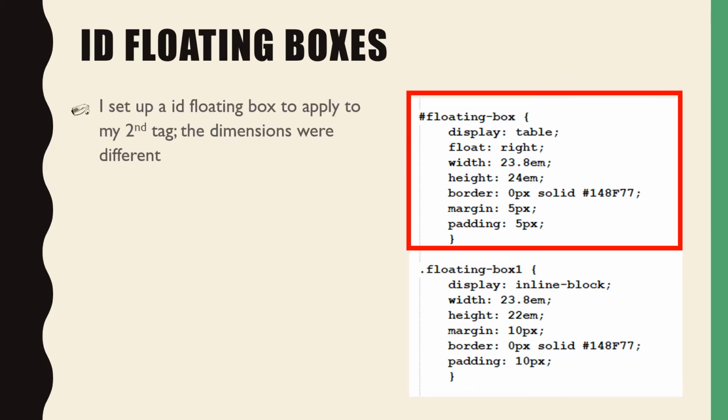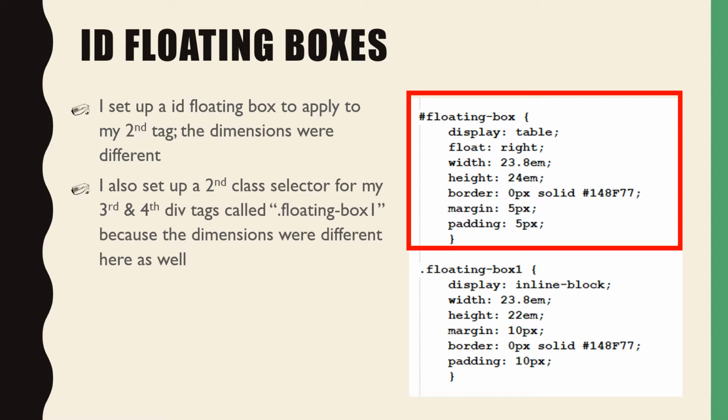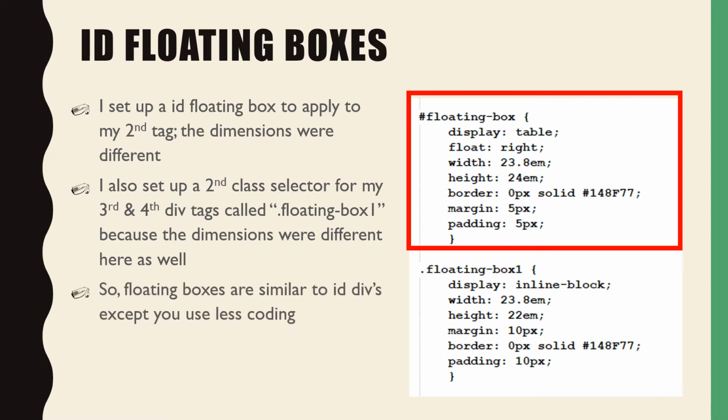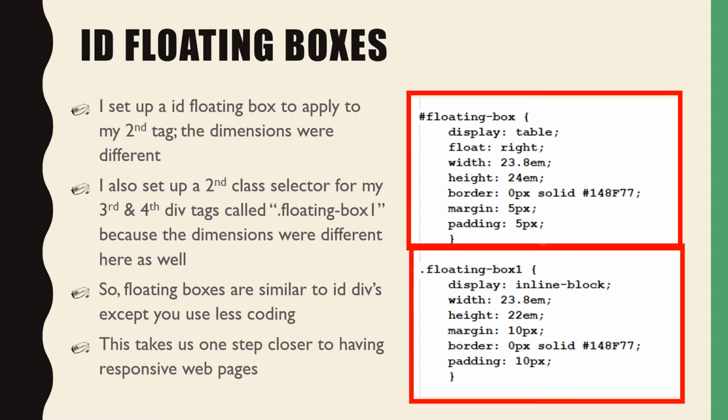I set up an ID floating box to apply to my second tag. The dimensions were different, so I have an ID floating box instead of a class. I'm just showing you that you can also use an ID with your floating box. I also set up a second class selector for my third and fourth div tags called .floating-box1 because I wanted the dimensions to be different with the third and fourth boxes. So floating boxes are similar to ID divs, except you're going to use less coding. This takes us one step closer to having responsive web pages.